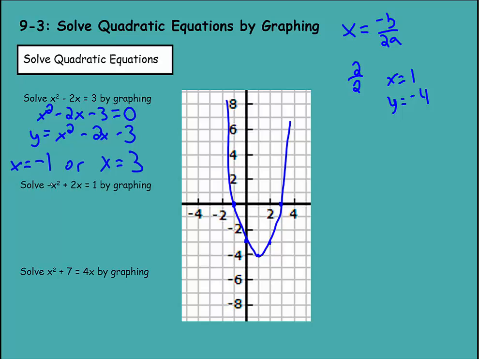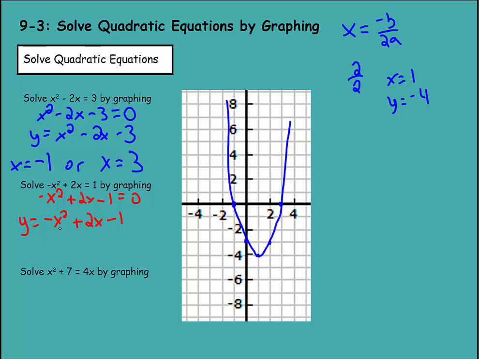Let's solve the next one by graphing. First we'll write this into standard form. Negative x squared plus 2x, now we're going to say minus 1, and that's going to equal 0. Turn this into an equation with y. We would have y equals negative x squared plus 2x minus 1.